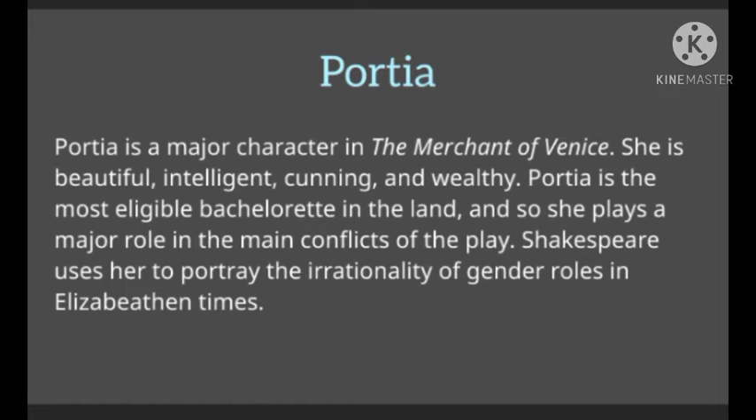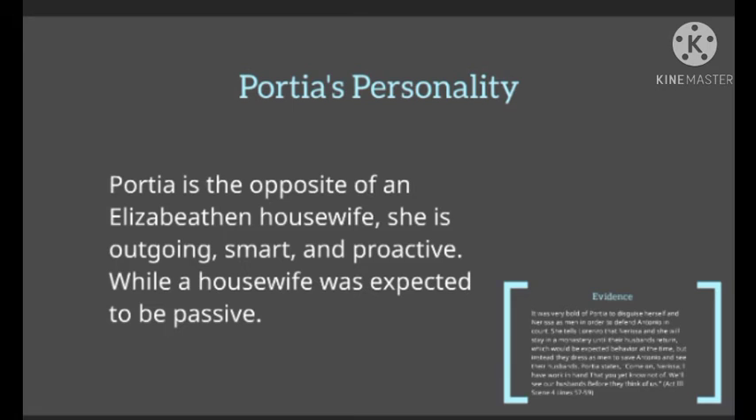Portia is the most eligible bachelorette in the land, and so she plays a major role in the main conflicts of the play. Shakespeare uses her to portray the irrationality of gender roles in Elizabethan times. Portia is the opposite of an Elizabethan housewife. She is outgoing, smart, and proactive, while a housewife was expected to be passive.